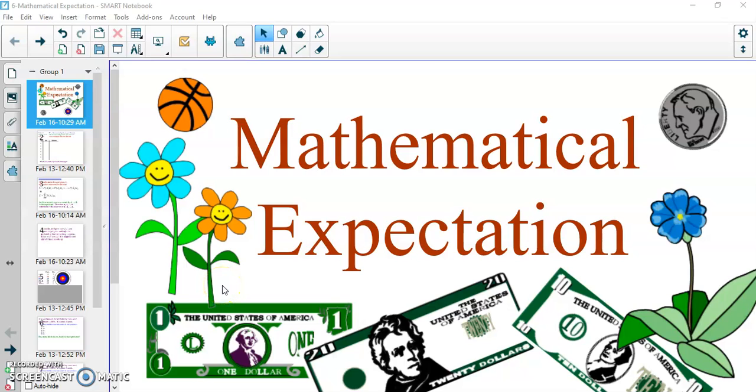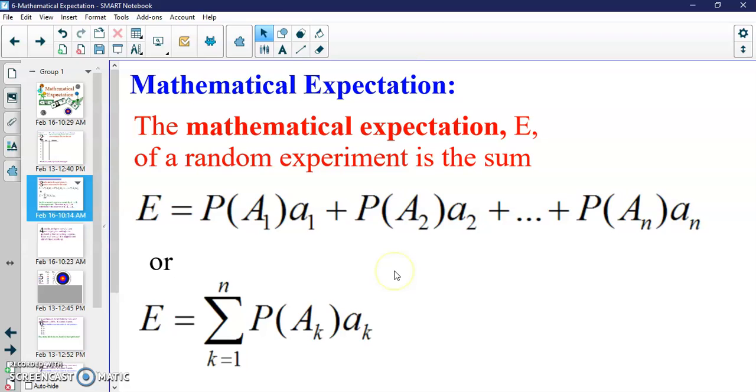In this video, we're going to talk about mathematical expectation, or expectation value. So first, let's just go ahead and look at the formula. We denote expectation with the capital letter E. So mathematical expectation is a random experiment where we have the following sum.